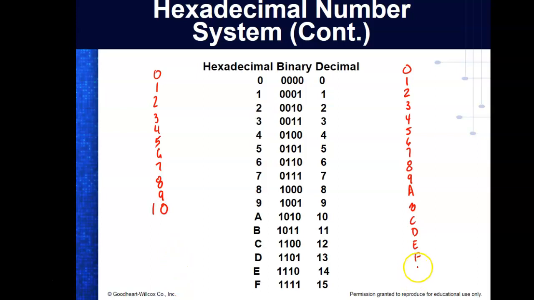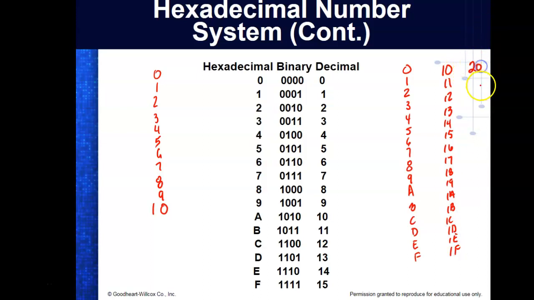You understand? So that's what happens when I get to F. I'd go like this. But that's not 10. That's actually 16. So no matter what base you're in, 1, 0 equals the base. Those symbols equal the base. Then I'd go 1, 1, 1, 2, 1, 3, 1, 4, 1, 5, 1, 6, 1, 7, 1, 8, 1, 9, 1, A, 1, B, 1, C, 1, D, 1, E, 1, F. What comes next?